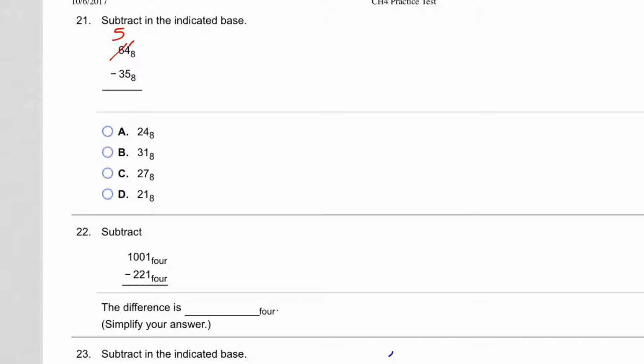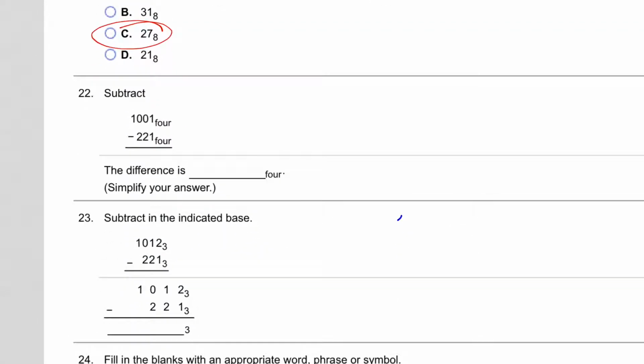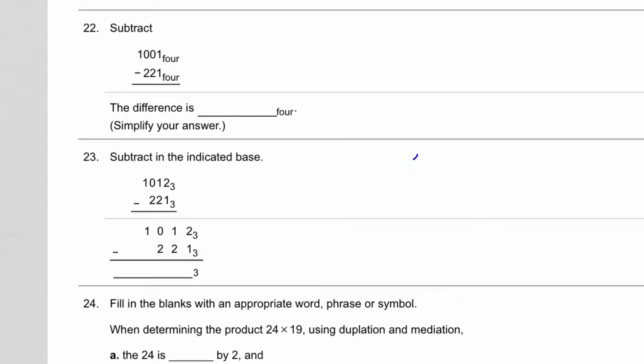So now this becomes 8 plus 4 is 12. 12 minus 5 is 7. And then 5 minus 3 is 2. Let's take a look at a few more. 1 minus 1 is 0.